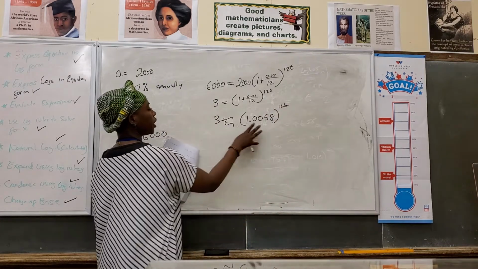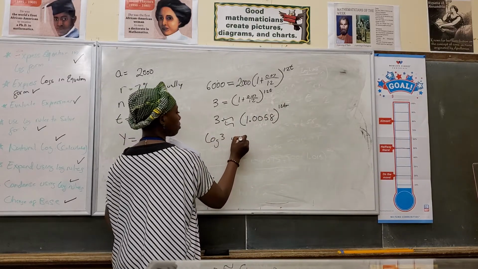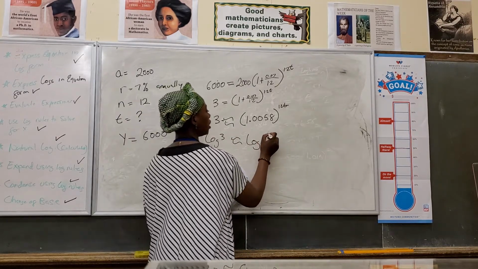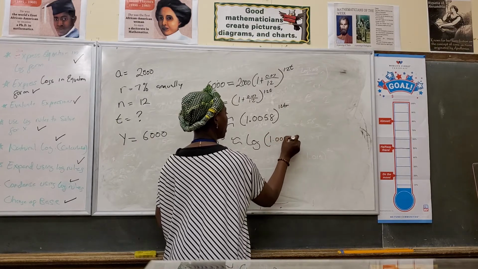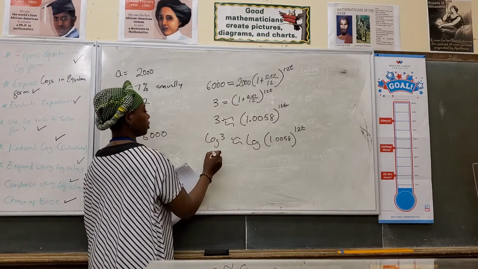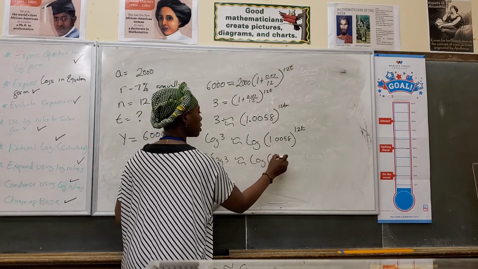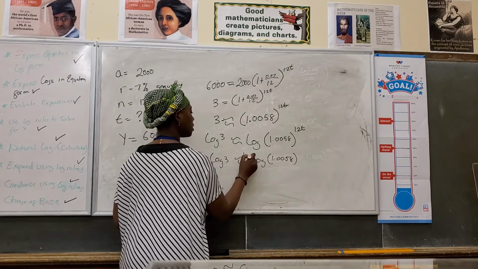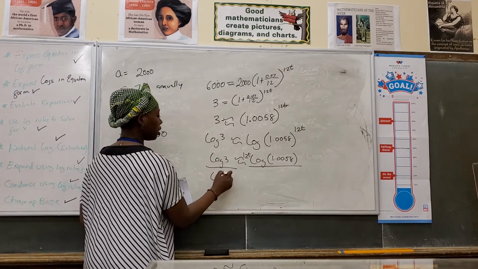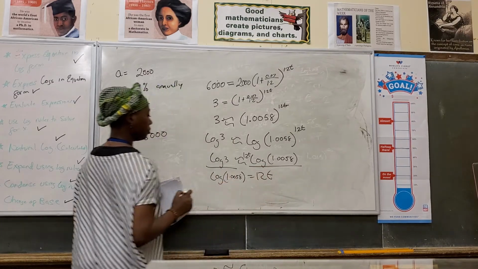Now because it's a number equals a number to an exponent, we can take the log of both sides. So log of 3 is approximately the log, and we can just take the log of both sides. No change of base necessary. Log of 1.0058 raised to the power of 12t. Because this is an exponent, it goes to the back. So log of 3 is approximately log of 1.0058, and the 12t is over here. Divide both sides by that. So log of 3 divided by log of 1.0058 is equal to 12t.